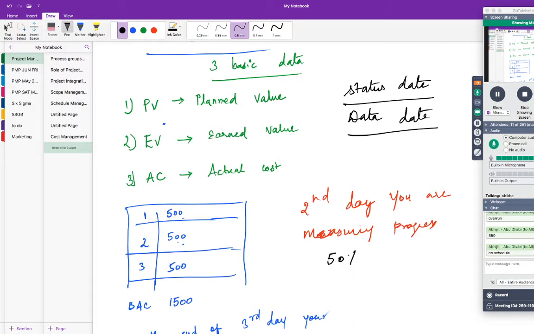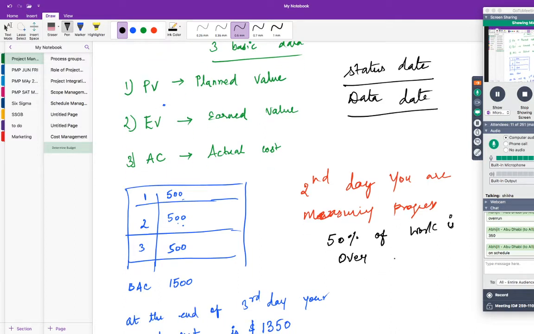So you see, 50% of work is over, and the money you have spent was $800. So $800 is money spent. First tell me the planned value, earned value, and actual cost, and then you tell me what is the schedule variance and cost variance.